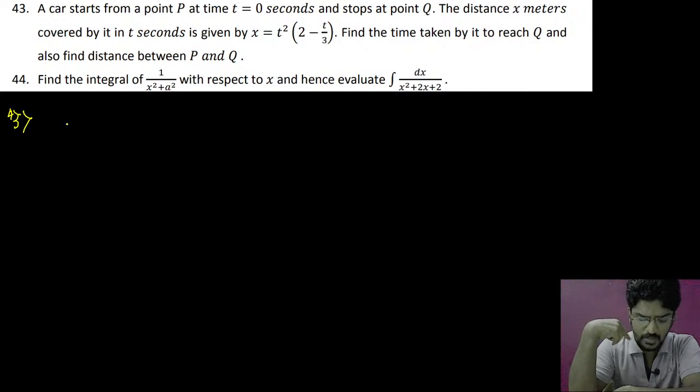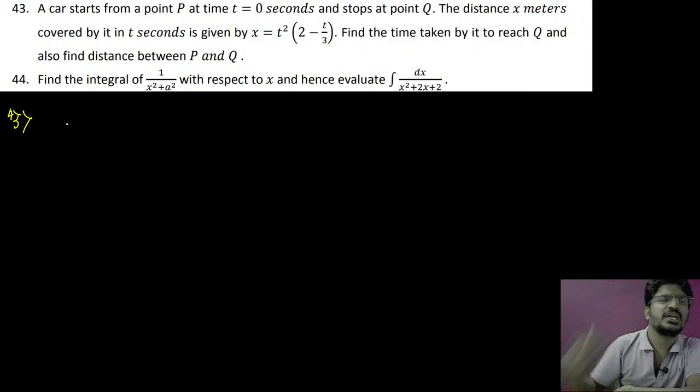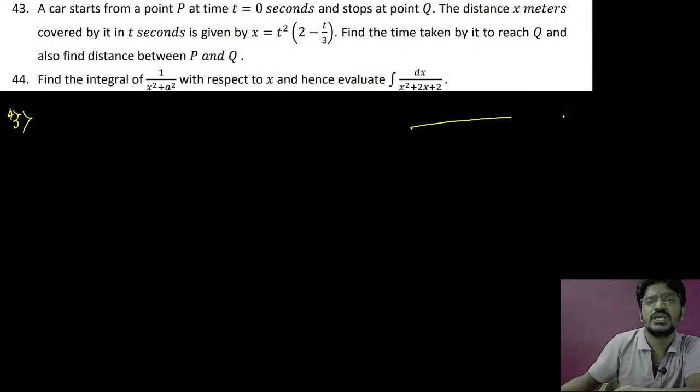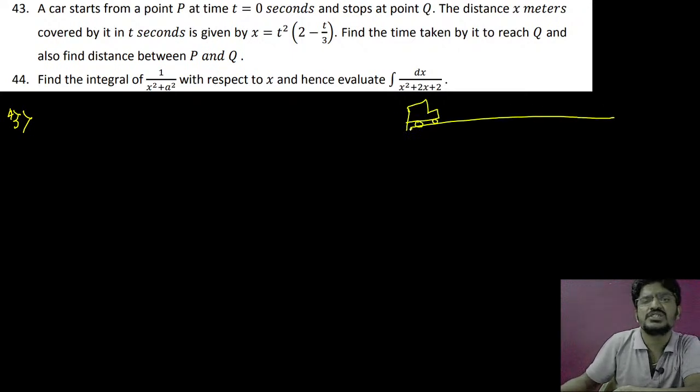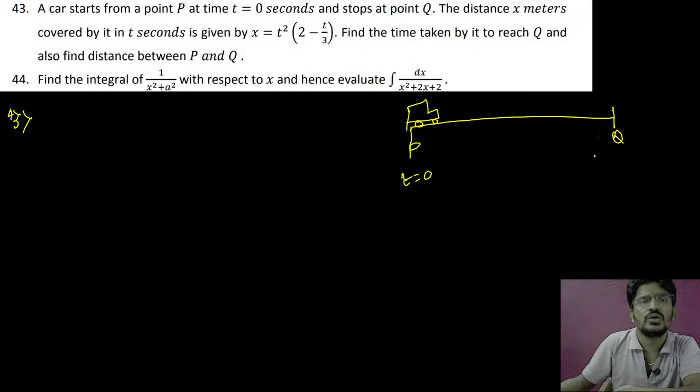So let us go for problem number 43. That is, a car starts from, see here, there is a car. Let us take, this is our car. It starts from point P at t equal to 0 seconds and stops at point Q. Okay, here it stops. Clear?